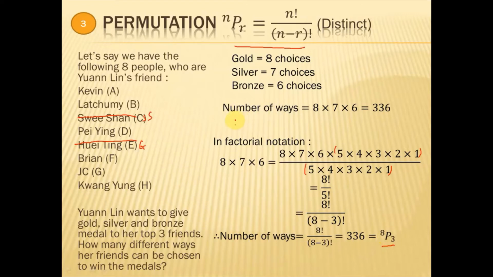Kalau you nak jawab dalam exam, you akan tulis number of ways and then you just tulis je 8P3 and then tekan calculator, you dapat 336 dah. Siap. Sebab markah dia memang satu je pun.